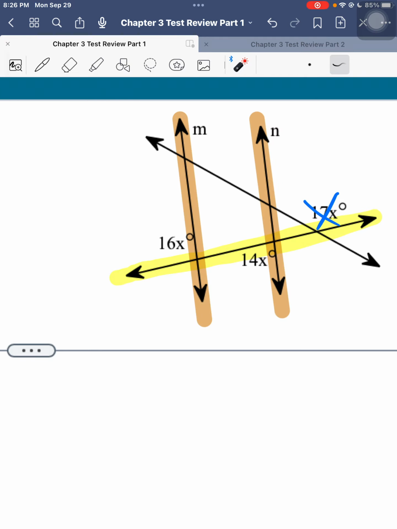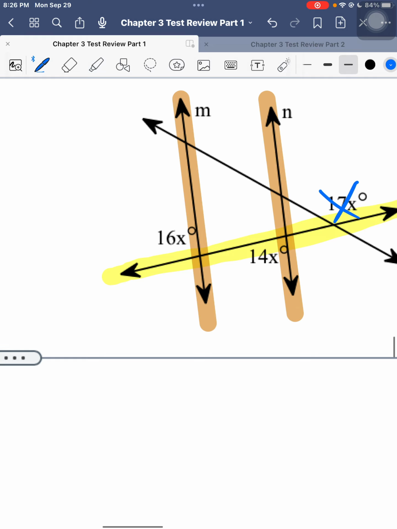So now, this 16X and this 14X don't have a direct correlation. There's nothing here that tells me that, hey, if these are supplementary or if these are congruent. But I do know about vertical angles: if this is 16X, then what is this angle right here? That's also 16X because vertical angles are congruent.